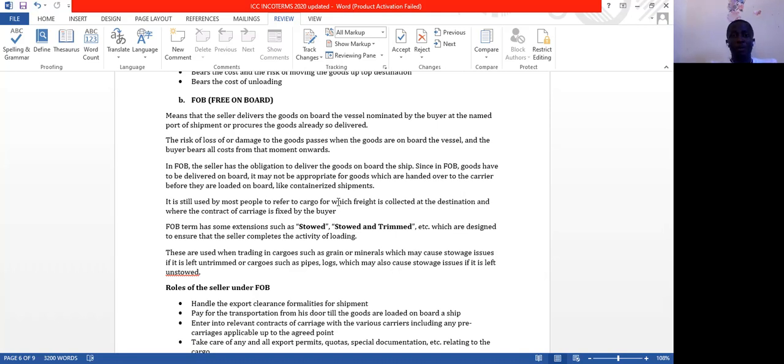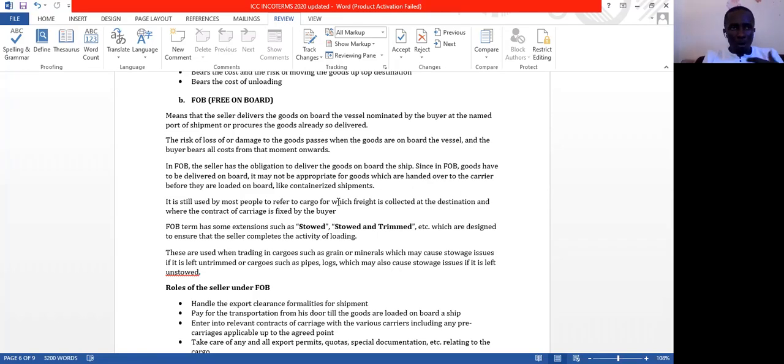Okay, so if the FOB is stowed, it means that the risk will only pass to the buyer when the goods have been delivered on board and they have been arranged accordingly. If it is FOB trimmed, it means that you have leveled them, you have delivered them, then they get leveled, things like grains. Grains are free-flowing materials, so they have to be leveled to balance the ship and avoid those effects which normally occur when the ship is not properly loaded.